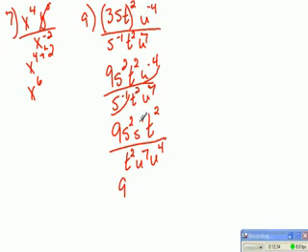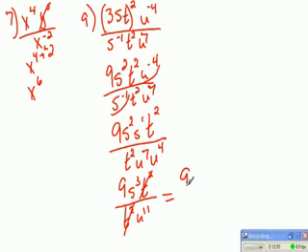I'm going to combine some of these. 2 plus 1 is 3, so s to the 3rd, t squared, over t squared, u to the 7 plus 4 is 11. t squared on the top, t squared on the bottom are going to cancel each other out. So my answer ends up being 9s to the 3rd over u to the 11th.